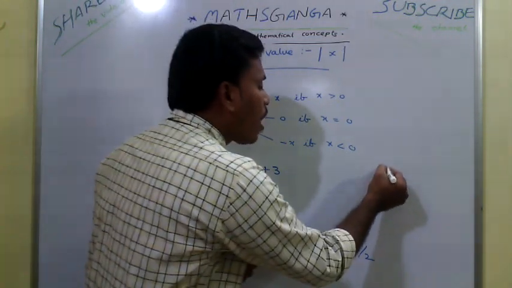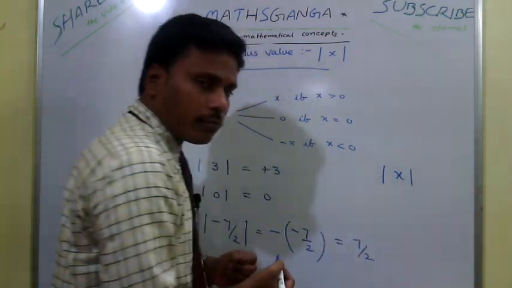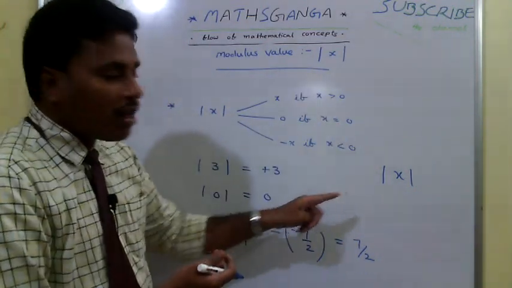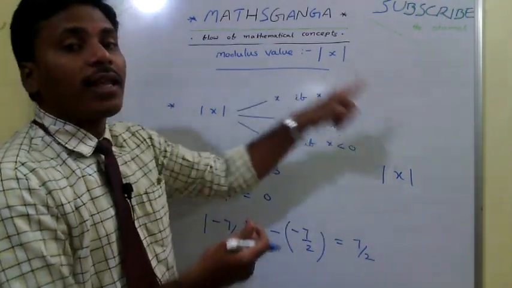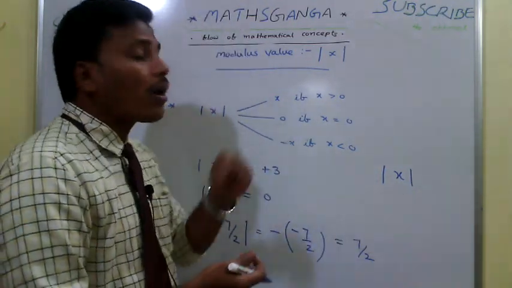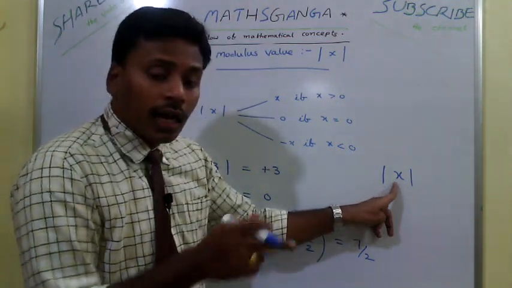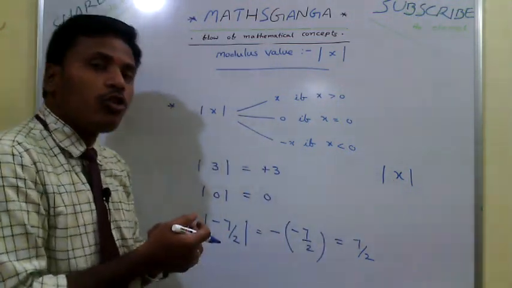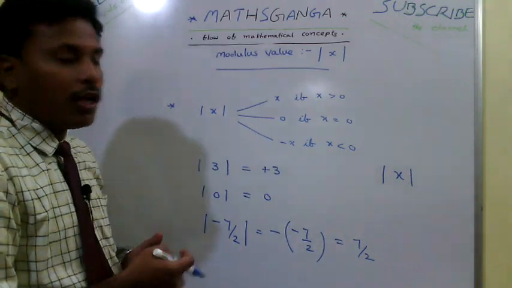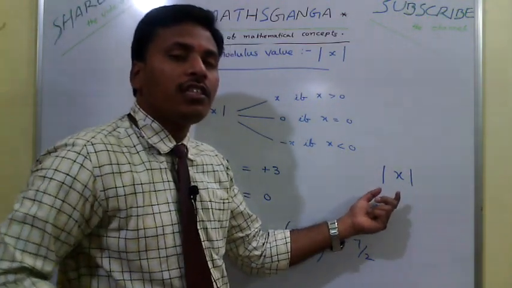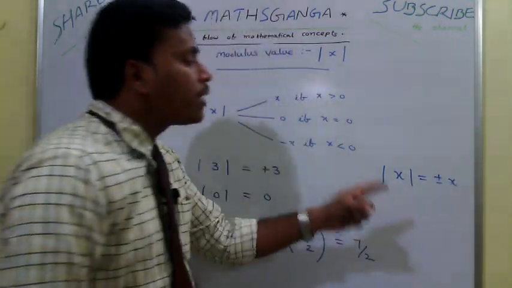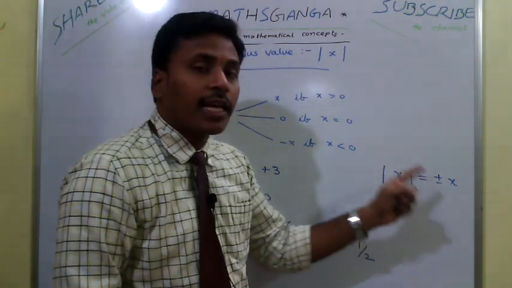For example, if anybody asks you what is mod x, we don't know whether x is positive or negative. So we need to give the result in these different cases. If this x is positive, our result is plus x. If this x is negative, our result is minus x. If this x is 0, our result is 0. And otherwise, if we know exactly the value of x, like mod 3, mod minus 7 by 2, mod 0, then we directly do it. So usually if anybody asks you to mention the result of mod x, we say it is plus or minus x. It is plus x if x is positive, it is minus x if x is negative.